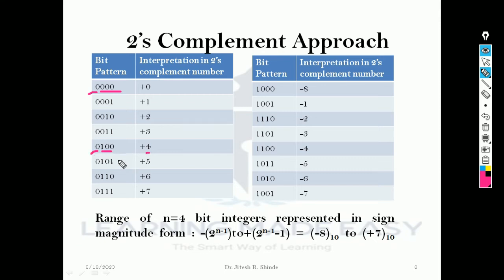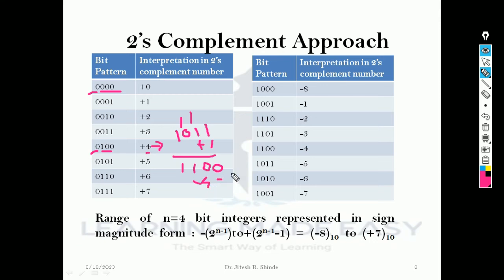If we find the 1's complement of plus 4, the answer we are getting here is 1, 0, 1, 1. Let's add 1 here. What will we be getting? 1 plus 1, 0, carry is generated. 1 plus 1, 0, carry is generated. 1, 1. So 1, 1, 0, 0 is the representation for minus 4.